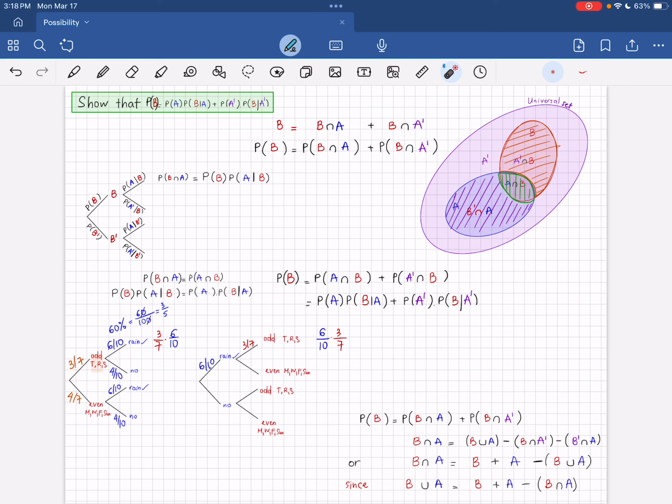Or you can also see it another way. If you have the union, it means you have everything in A together with everything in B, right? But we can see that the overlap is counted twice, right? One in here and one in here. That's why you can also have it that the overlap equals A and B added together, then subtracted by the union. Because the union equals B plus A minus the overlap.